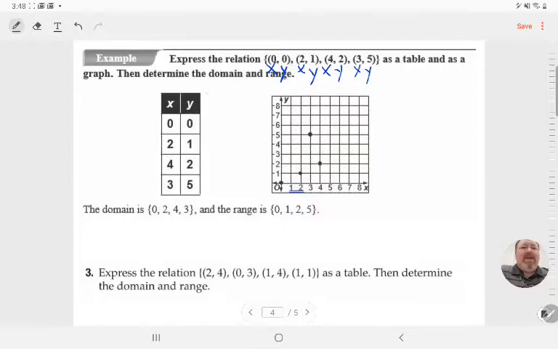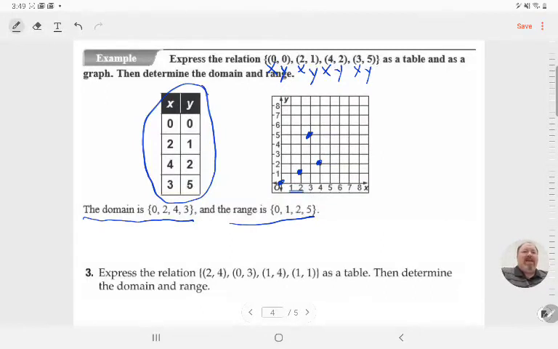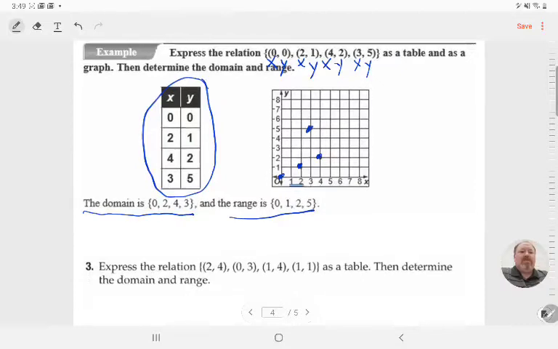Now once I have my table figured out, then I could go over here and graph them. So I have (0, 0). That would be here. I have (2, 1). That would go here. I have (4, 2). That would go here. And I have (3, 5). That would go here. And then I would list my domain, and my domain is all of my x's. And then I would list my range, which is all of my y's. Okay? And that's how I would answer that problem. I would need all of those components because it asked me for all of those components.